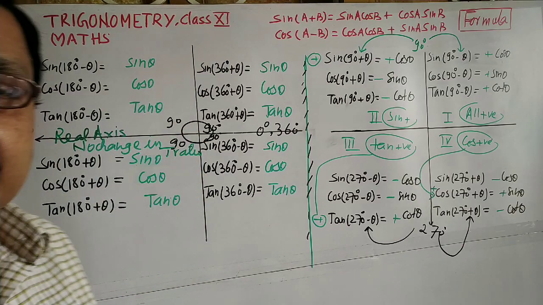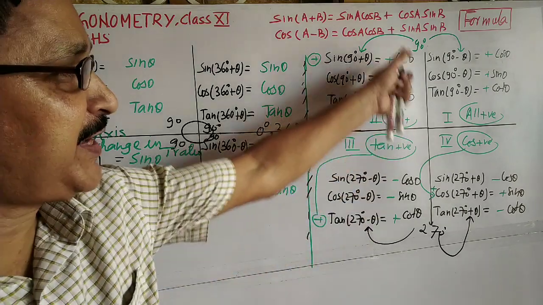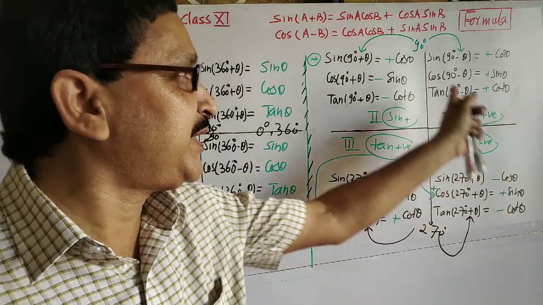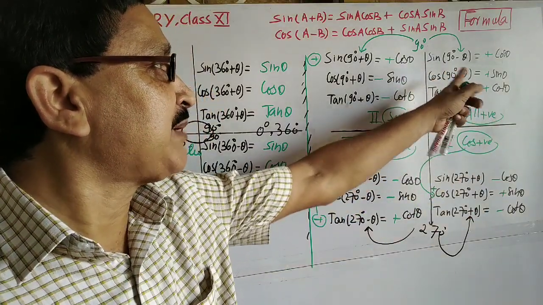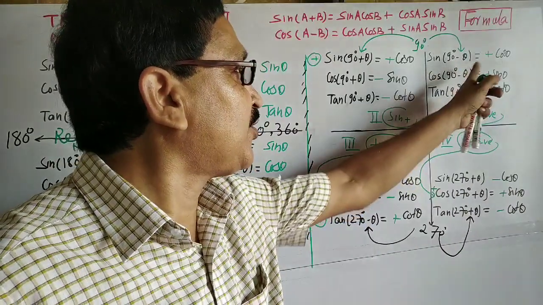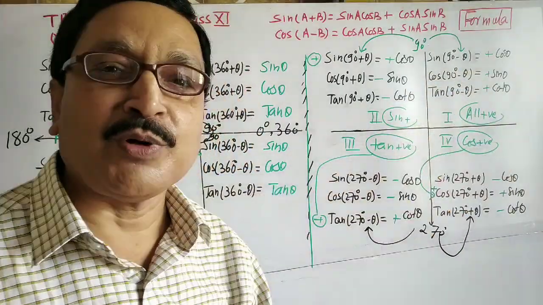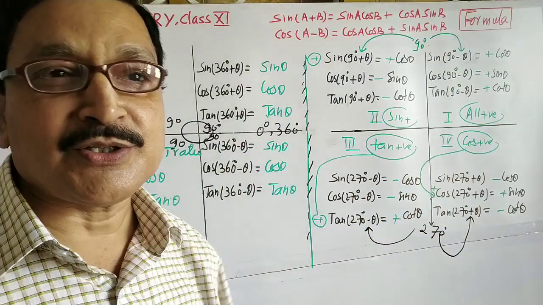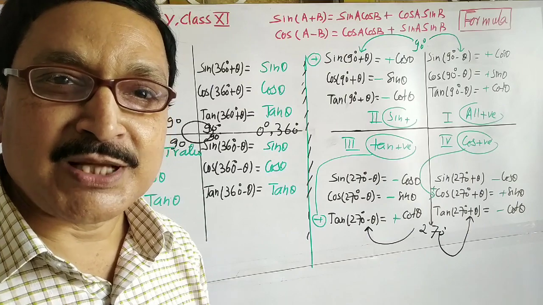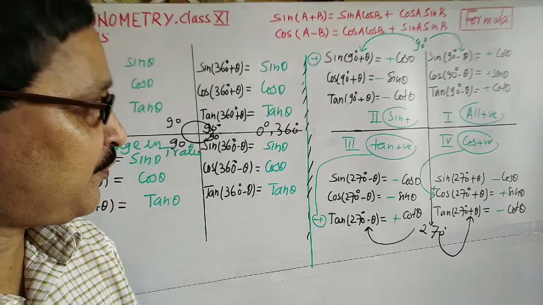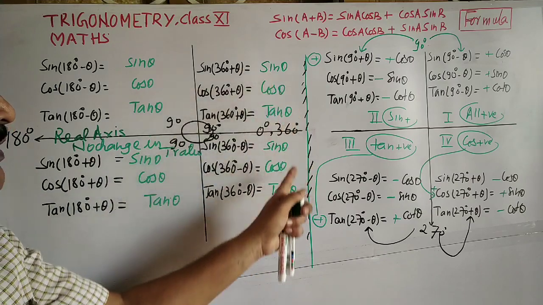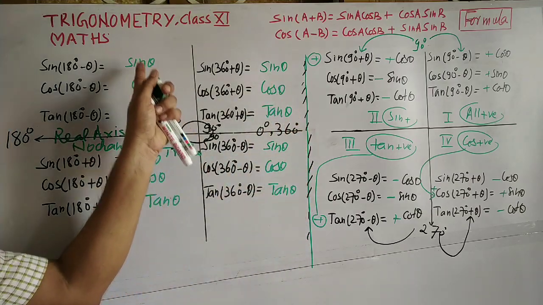You know that the x-axis is called the real axis and the y-axis is called the imaginary axis. On the imaginary axis there will be a change: sine becomes cos, cos becomes sine, tan becomes cot, you know from class 9. Why this axis is called the imaginary axis I will be discussing later in the complex number chapter, the imaginary number system. So wait for this. Now on the real axis there is no change. The ratio will be the same, sine cos tan.